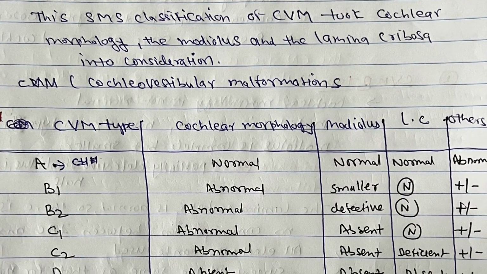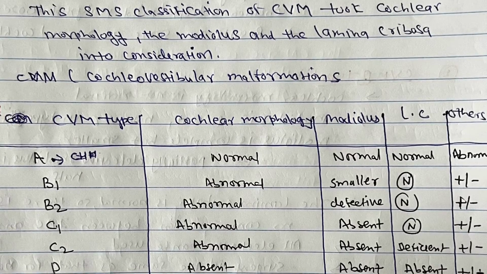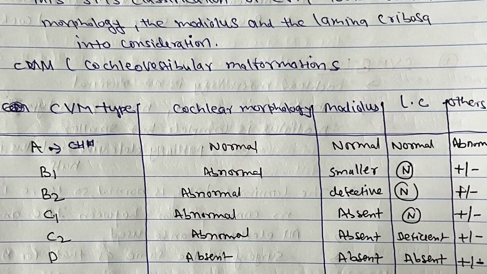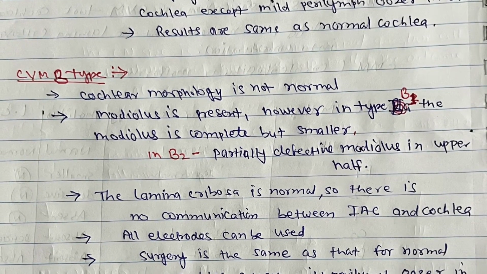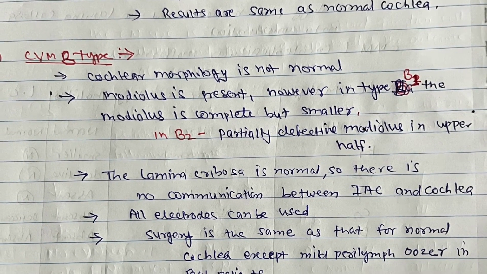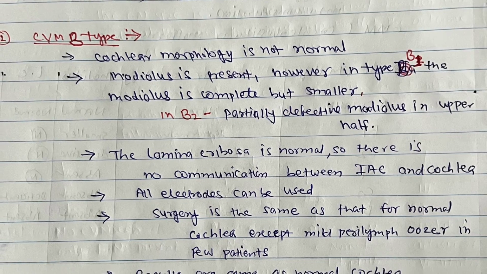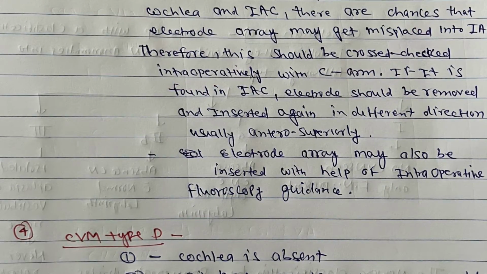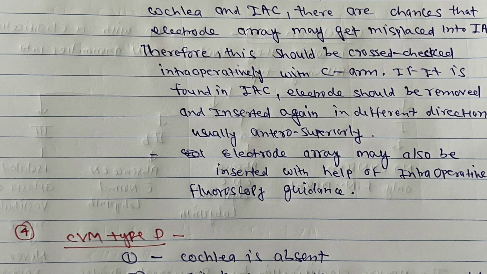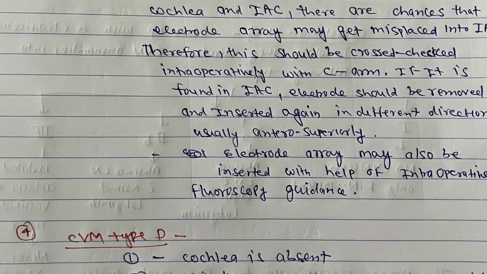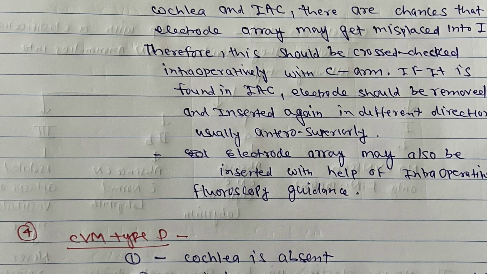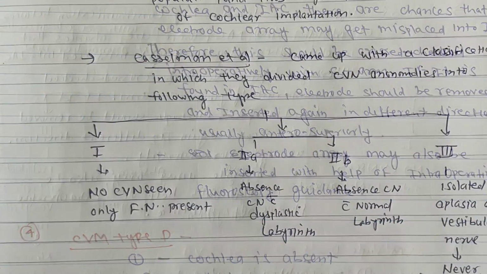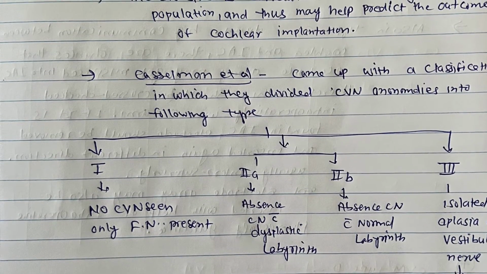Now, the Sennaroglu classification is divided into A, B, C, D, and again B1, B2, and C1, C2. So in total there are 6 classes: A, B1, B2, C1, C2, and D. You can see according to cochlear morphology, modiolus, and lamina cribrosa. It is a standard classification and an easy classification.